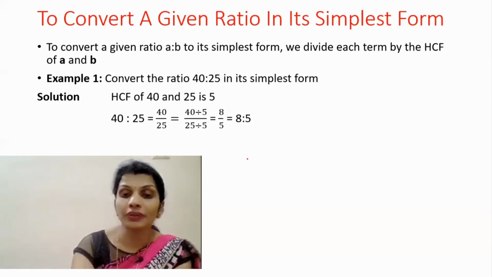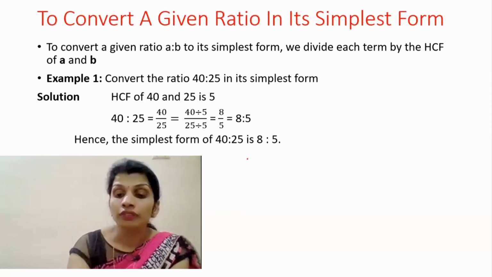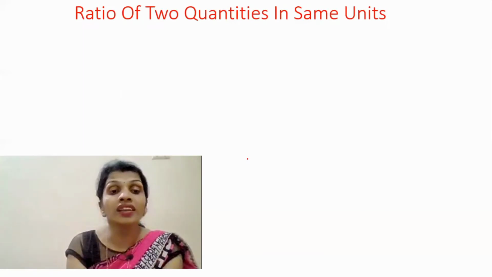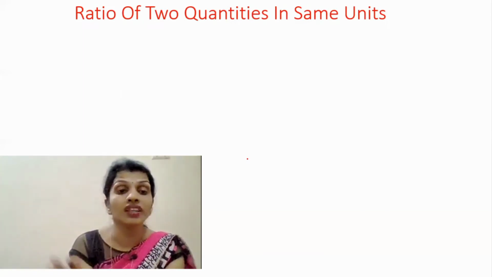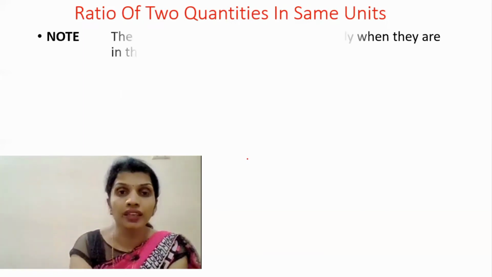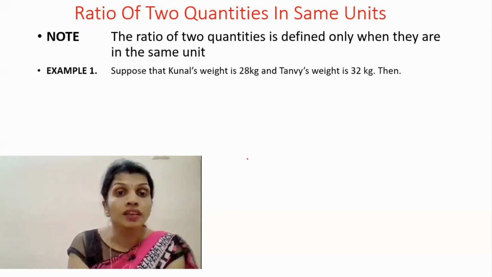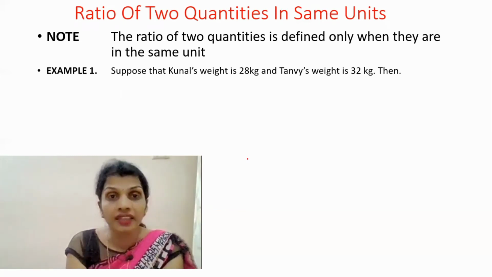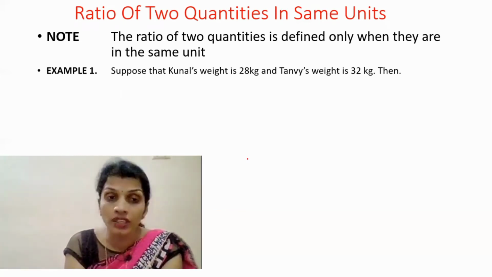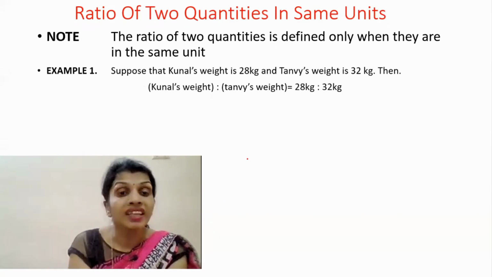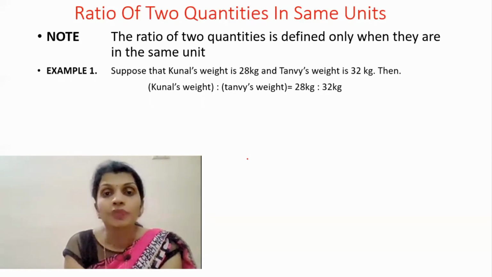Okay? Good. So we can now write the ratio of two quantities in the same units. We know that ratios are always compared in the same units. Now, let us see one example. Suppose Kunal's weight is 28 kg and Tanvi's weight is 32 kg. Now you have to compare the two. So what are you going to do? You write Kunal's weight is to Tanvi's weight, that is 28 kg is to 32 kg.